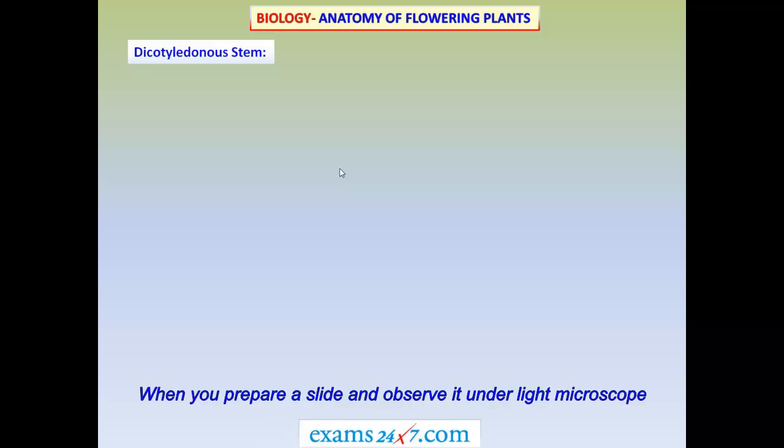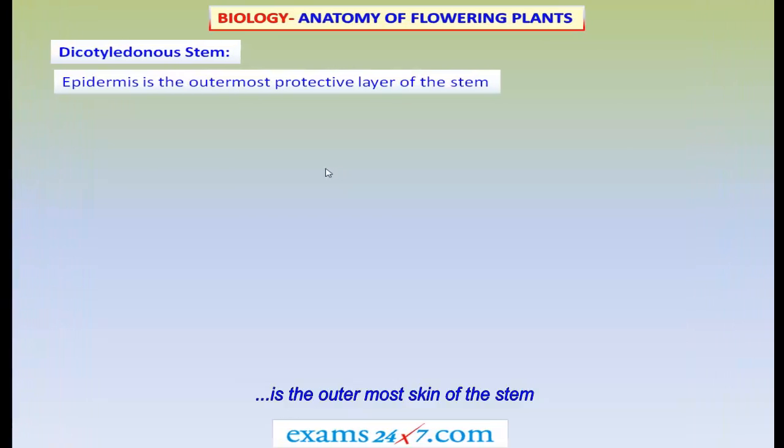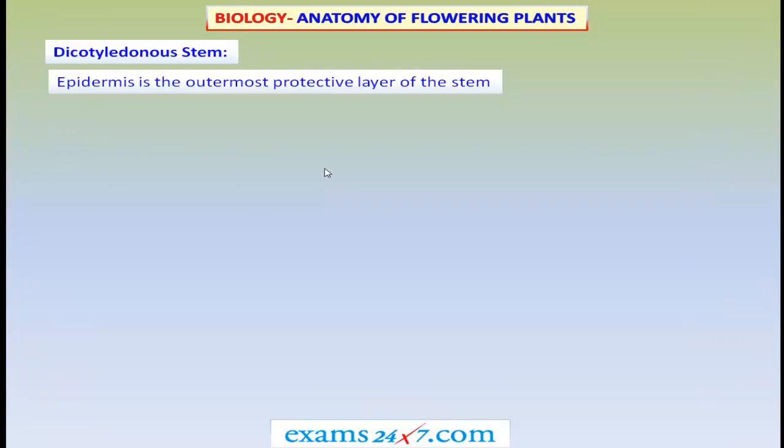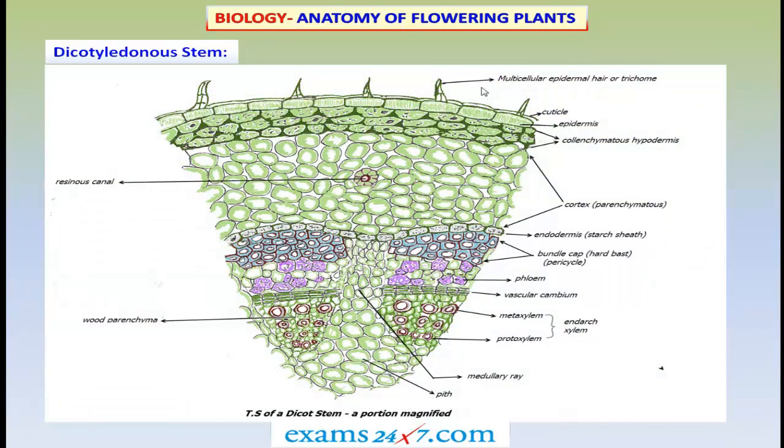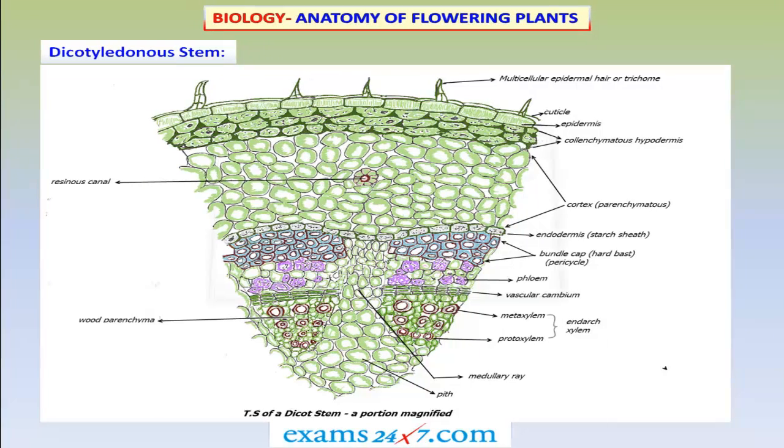When we prepare a slide and observe it under the light microscope, the most prominent thing that is visible is the outermost skin of the stem, what is called the epidermis. It is the protective layer. In fact, this epidermis of the dicot stem has a very thin layer of cuticle, and it has innumerable fine multicellular hairs called trichomes. If the stem is herbaceous, we may even see a few stomata at the epidermal layer.